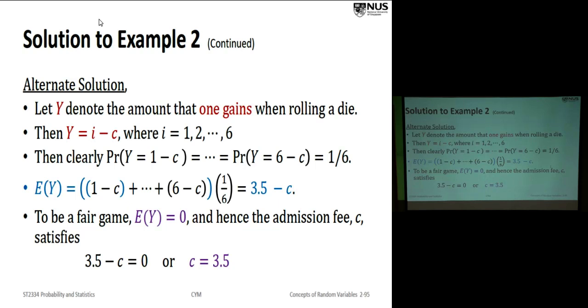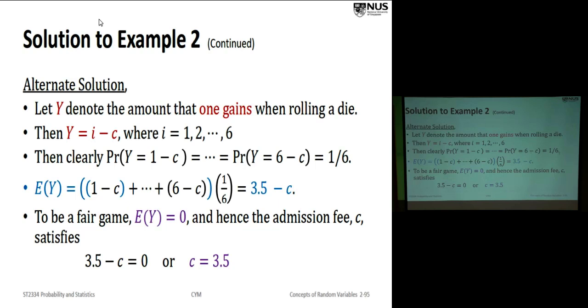It's the same answer. So another way of doing that, you define a random variable Y, which is the amount that you gain when you roll the die. So how much do you gain? If you roll i, you gain i minus C. Okay, so there are possible losses there depending on what C is. Now the probability that Y is 1 minus C is the same as the probability that Y is 2 minus C, is dot dot dot, is the same as the probability that Y is equal to 6 minus C, which is a sixth.